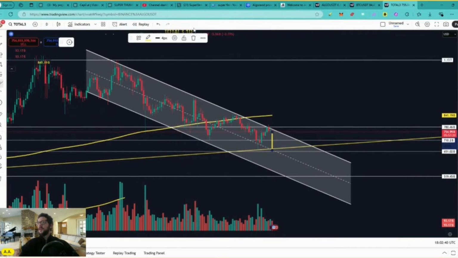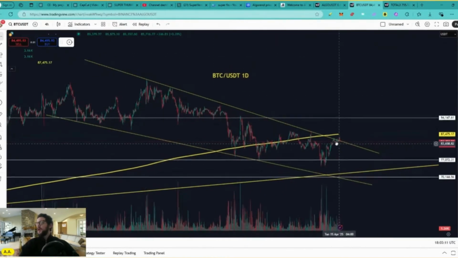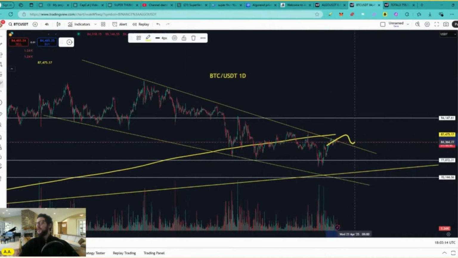As long as the total 3, which is basically the total crypto market cap excluding Bitcoin and Ethereum, is downtrending, the market conditions when it comes to altcoins are not very good. So the real fun for altcoins will begin when we see a breakout of this descending channel when it comes to the total 3, and a breakout of this falling wedge pattern when it comes to Bitcoin. When both Bitcoin and the total 3 break out of these downtrends, this is when we are going to see altcoins start performing better. Until then, I do not expect much out of altcoins.